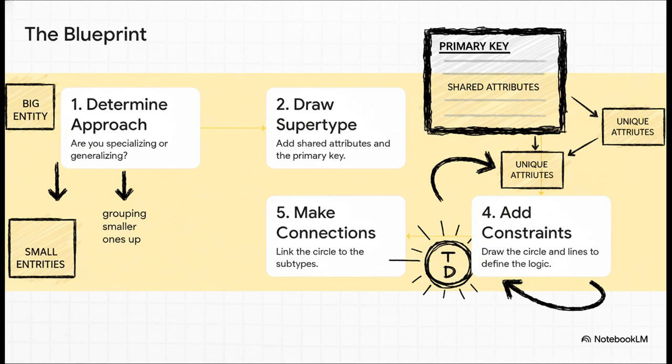Step 2. Draw your parent supertype. That box gets all the shared stuff and, yep, the primary key. Step 3. Draw your child subtypes down below with only their unique attributes. Step 4. This is the logic center. You add the circle and the lines to set those constraints we just talked about. And finally, step 5, make the final connections to link the whole thing together.